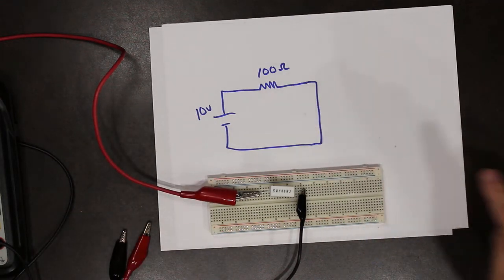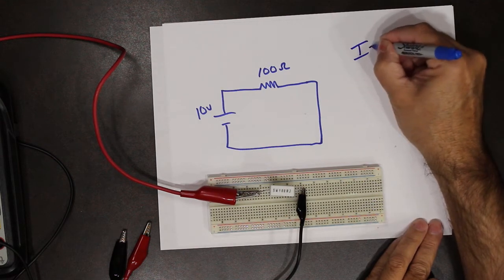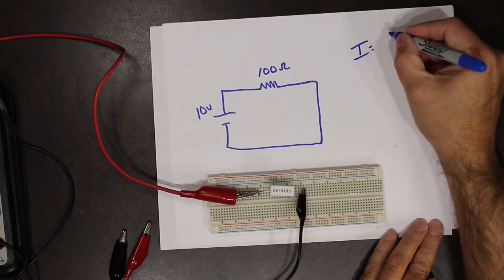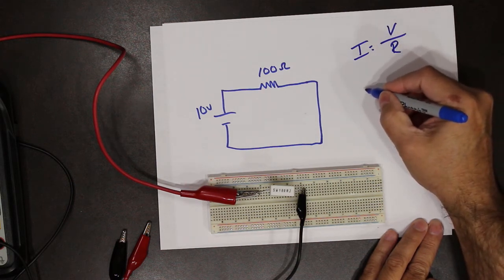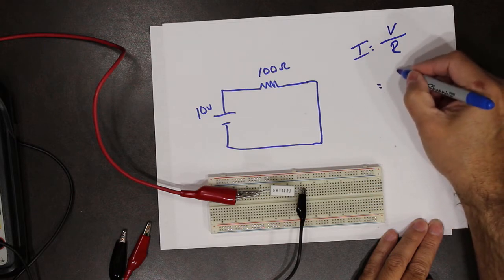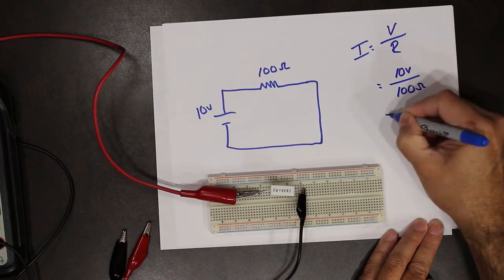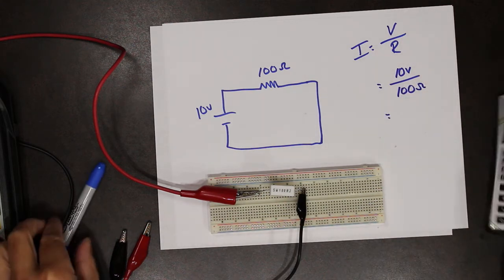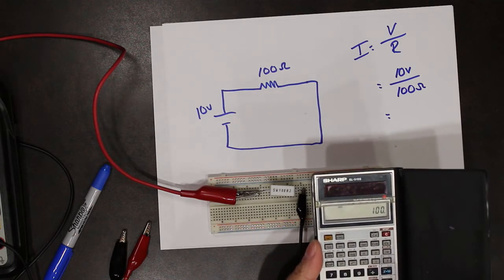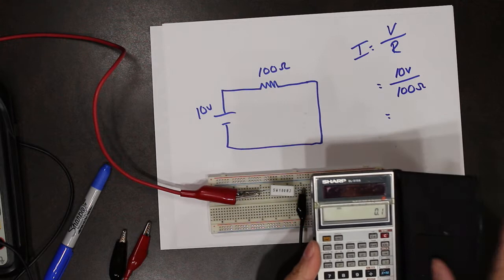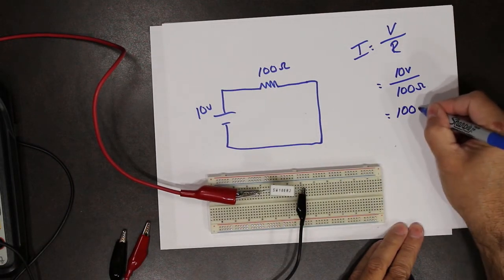If I did this mathematically now, again, my current would be equal to my voltage divided by my resistance. So in this particular case, current is equal to 10 volts divided by 100 ohms. And if I did my math, 10 divided by 100, I'm going to get approximately 100 milliamps of current.